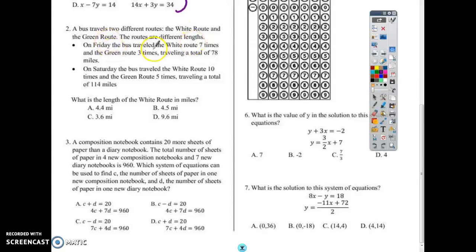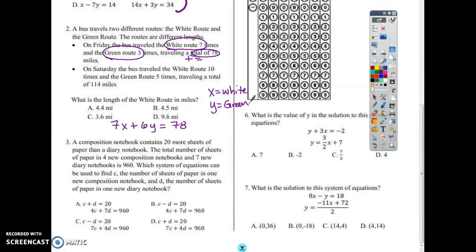On Friday, the bus traveled the white route 7 times, so 7 is going to go with the white route. I need you to circle this. Okay? The green route was 3 times, so the 3 goes with the green route. And it traveled a total, that means we're adding, a total of 78. So the first equation is going to say something like 7x plus 6y equals 78. Right? X is the white. And y is the green.